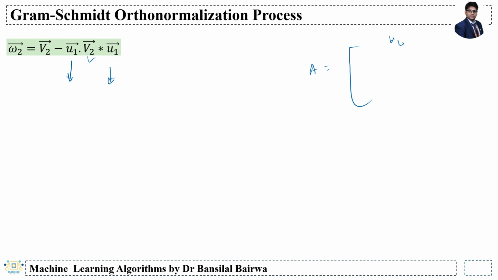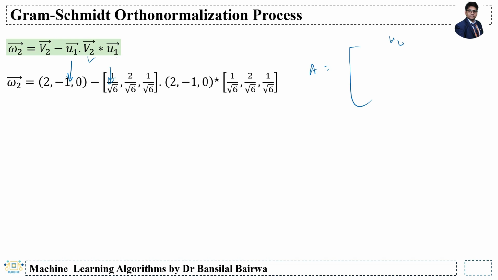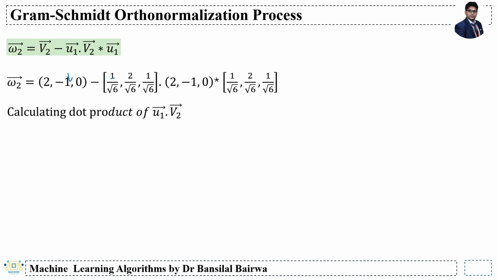So we will put all the values here and calculate this omega 2 vector, which leads to our orthonormal vector. You can see I have kept all the values of v2 and u1. v2 is the second column vector of the first matrix, and u1 is what we calculated in step 1.